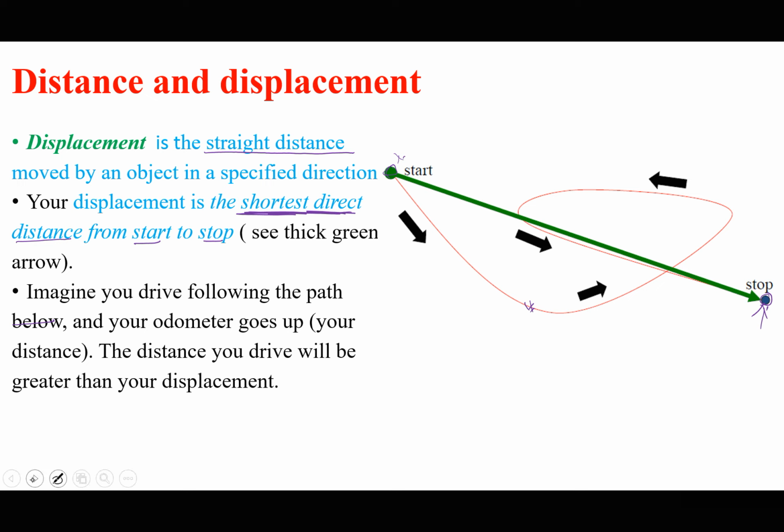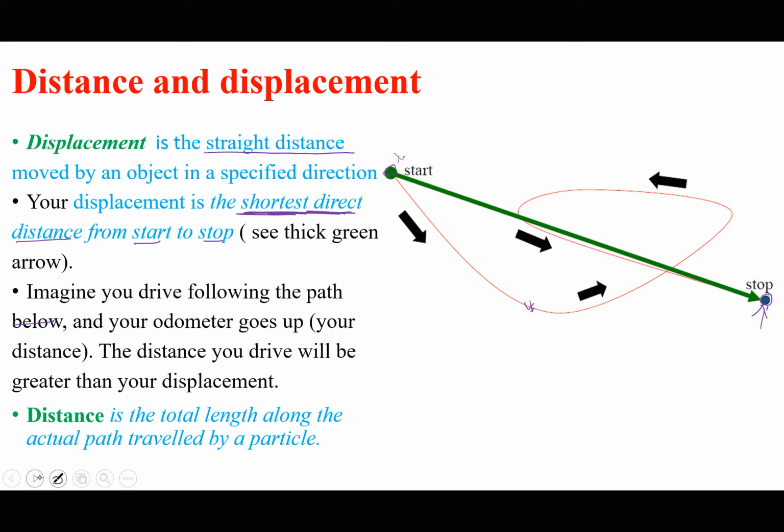But on the other hand, of course, we know that distance is the total length along the actual path traveled by the particle or by the body. That is the distance. We just consider the total length along the actual path followed by the object. That is what we call distance. So now we know the difference between distance and displacement.